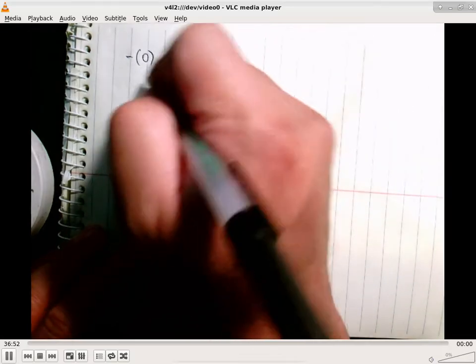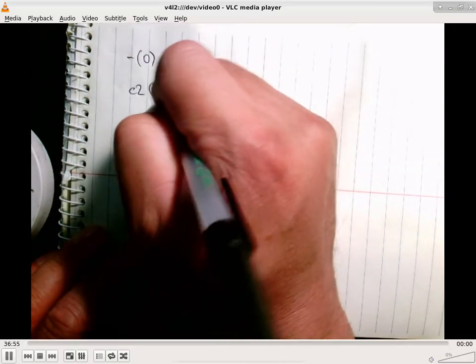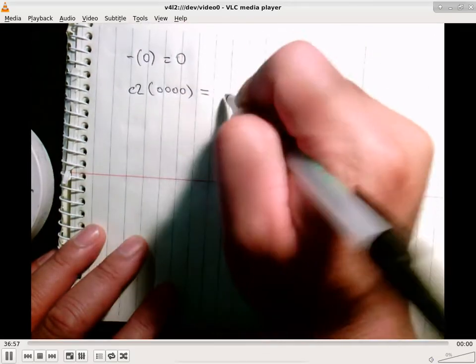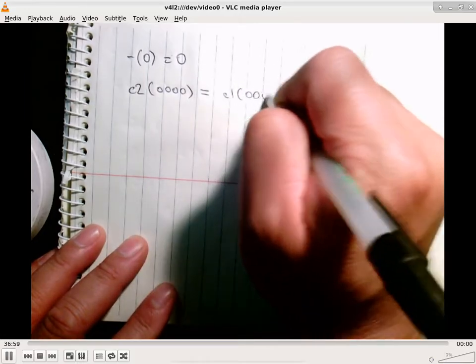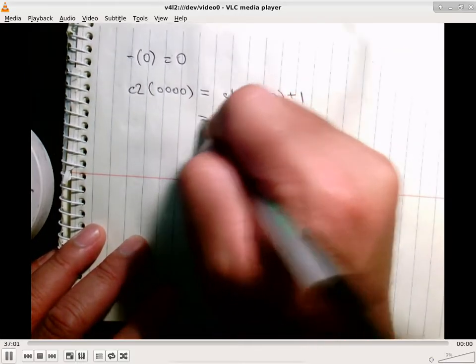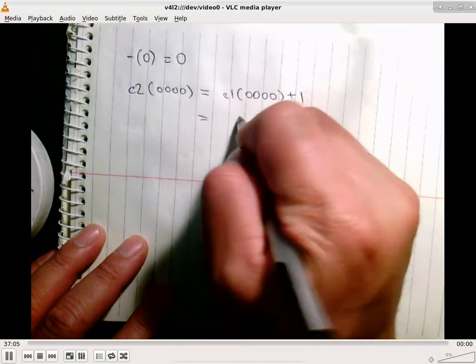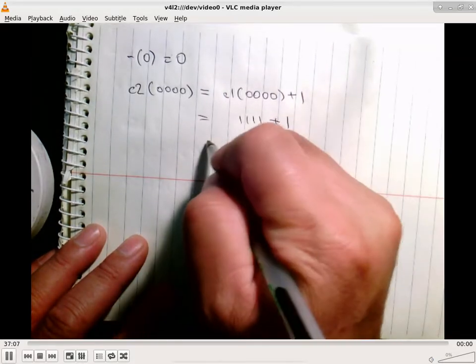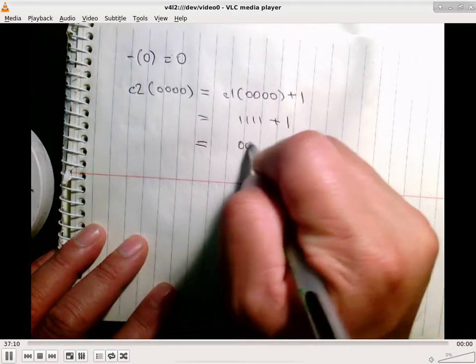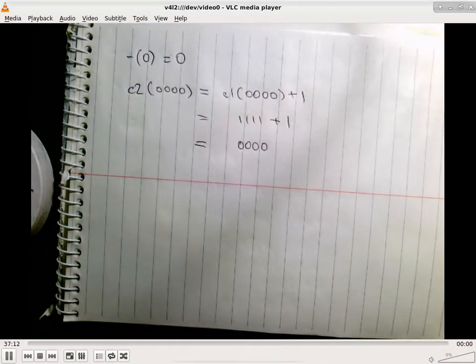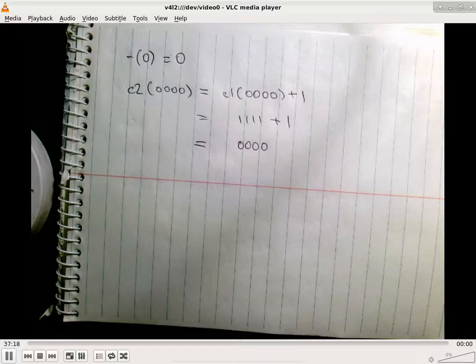All right, so let's do 2's complement of 0000. That becomes the 1's complement of 0000 plus 1. 1's complement of 0000 is 1111. When you add 1 to 1111, you get 0000. Now, yes, you do have that one extra carry, but that's not a part of the result. So we don't even take the carry into consideration. So it does work.